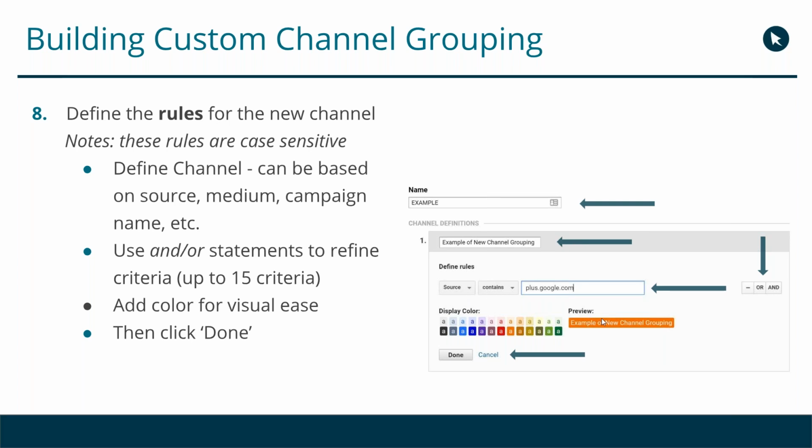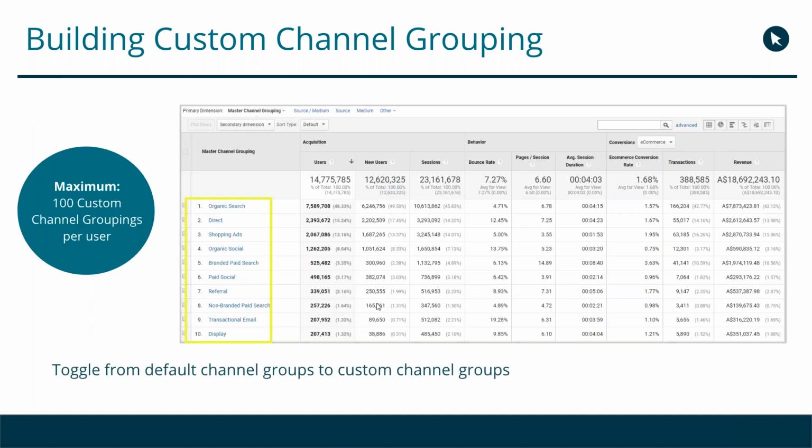Then you can actually preview it over here. You can preview how much data falls into that, and that can give you an idea of whether you need to make any further additions. And then once you have all your rules set up, you just click done, and then you're good.